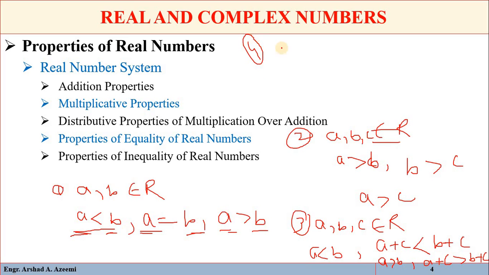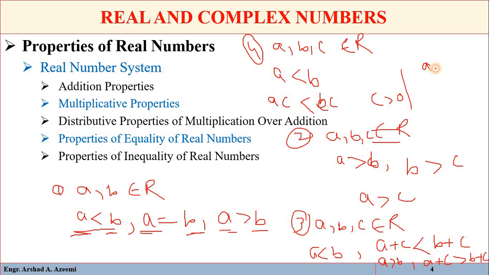Then we have the multiplicative property of inequality. Suppose we have three numbers a, b and c which belong to the real numbers. If a is less than b, then a multiplied by c will also be less than b multiplied by c, but remember, c must be greater than 0. And if a is less than b, then a multiplied by c will be greater than b multiplied by c if c is less than 0. So this is called the multiplicative property of inequality.